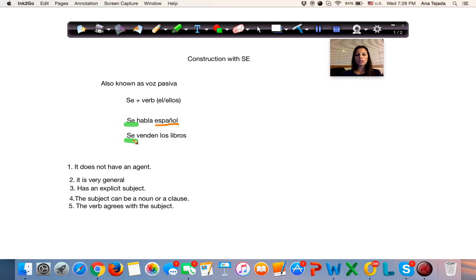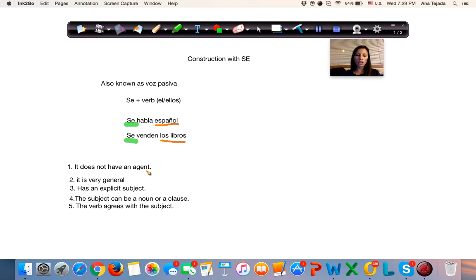Let's look at our next sentence. Se venden los libros. What's our action? Vender, to sell. How do we find out what our direct object is? We ask ourselves, what is being affected by the action? What's being sold? Muy bien, los libros. Again, we have to look at whether our subject is singular or plural. Muy bien, plural. That's why we use the ellos, ellas, ustedes form. Se venden los libros.